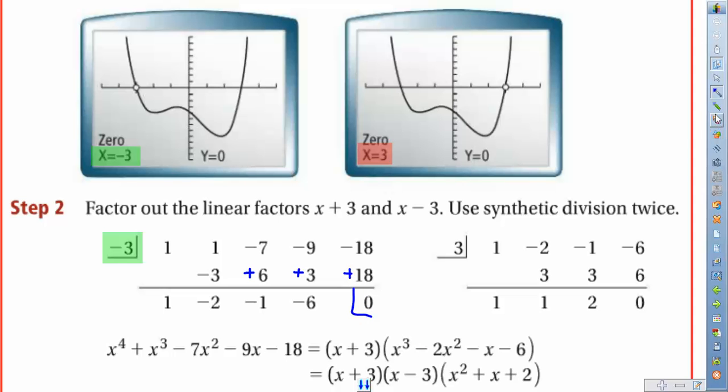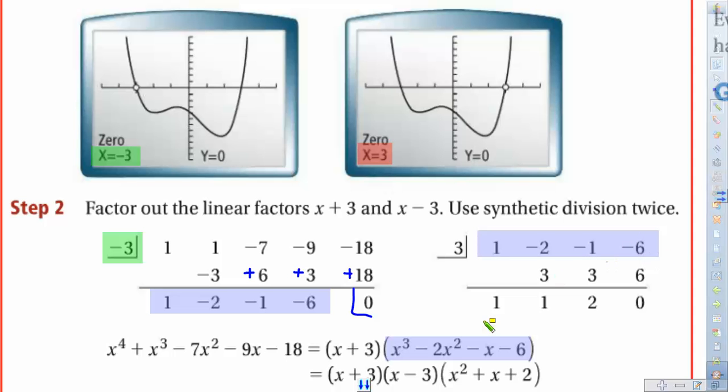Here's what happens next. They take this new, now it would be cubic polynomial, which is this guy right here, and they do more division with that guy with your other 0 of 3.